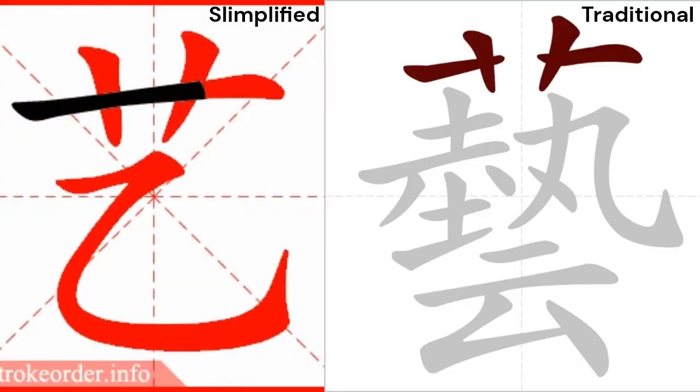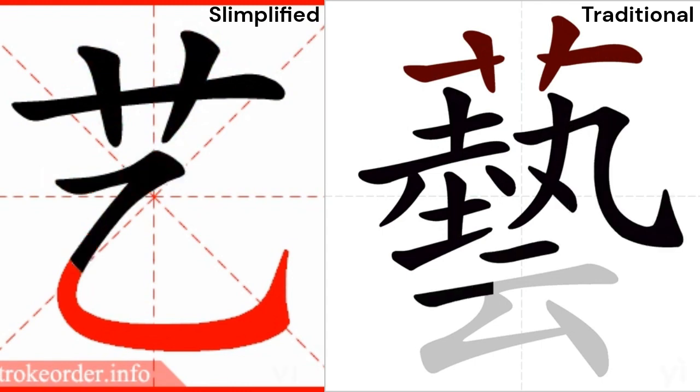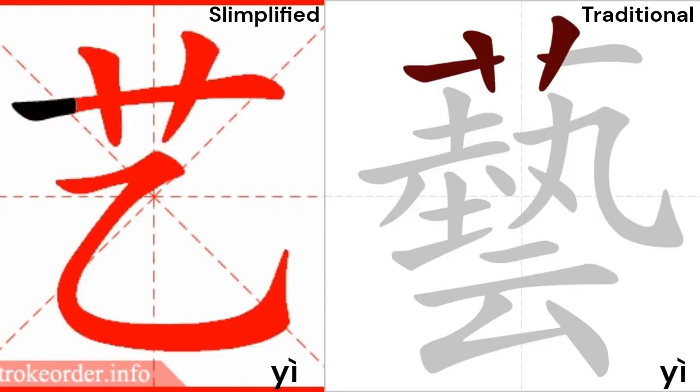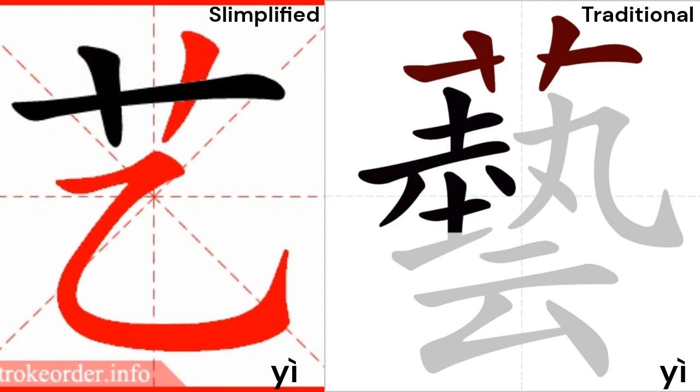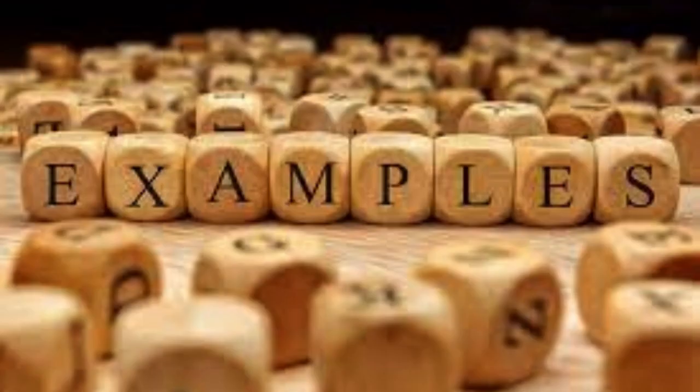In today's video, we'll teach you the Chinese character for art or skill, pronunciation yì. This is a fun character in the Chinese language because the character yì was originally related to the art of planting and gardening that gradually morphed into its modern form. This makes it easier to learn. Now let's see some examples.